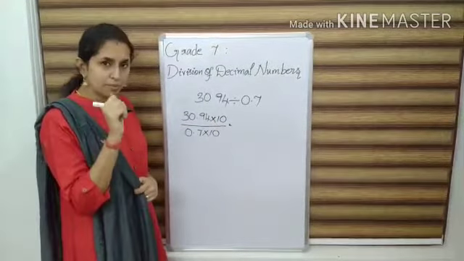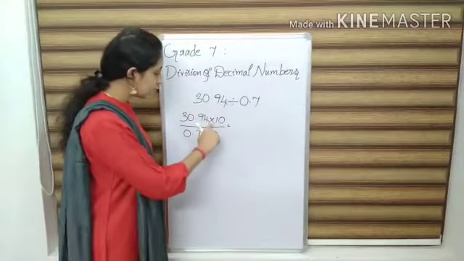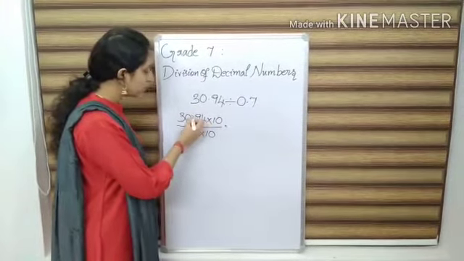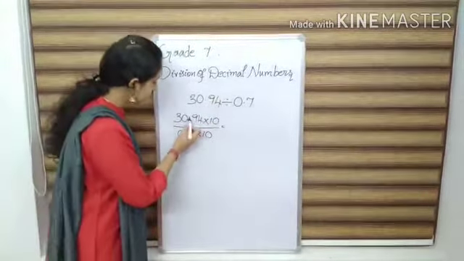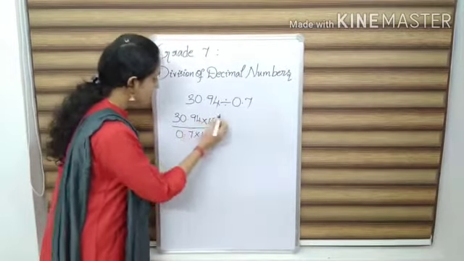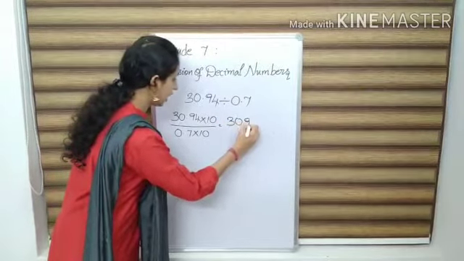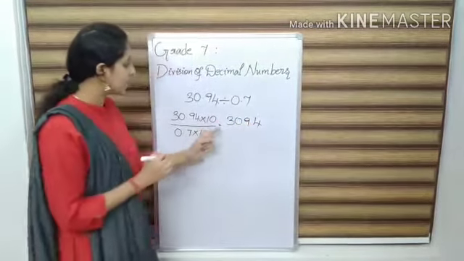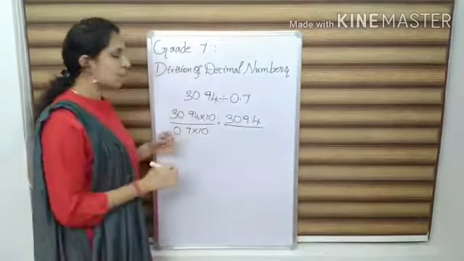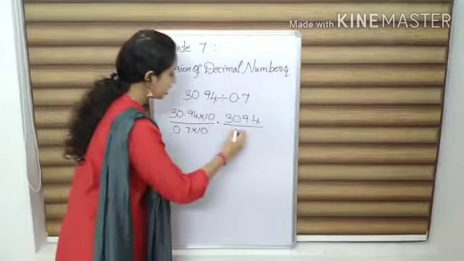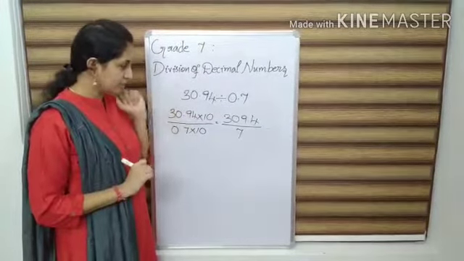So I hope you remember the multiplication by 10, 100 and 1000. In the case of multiplication by 10, we shift decimal place towards right one place. That means decimal point reaches here. So numerator becomes 309.4. That means 309.4 divided by, decimal is removed, so 0.7 becomes 7. Now you can go for direct division.